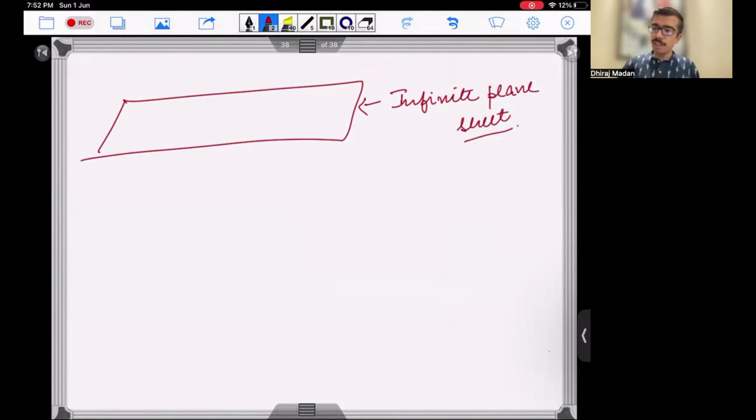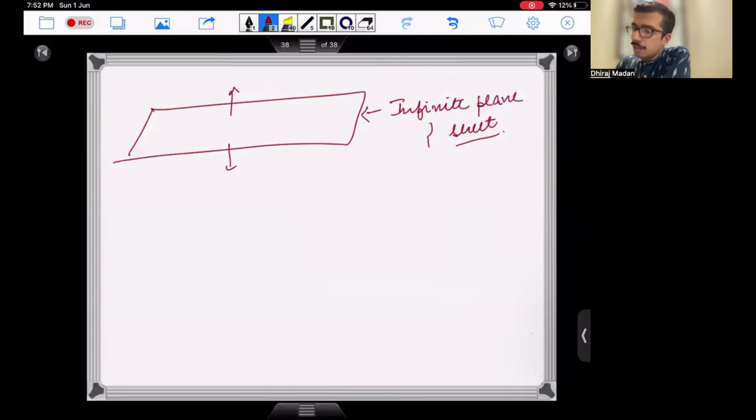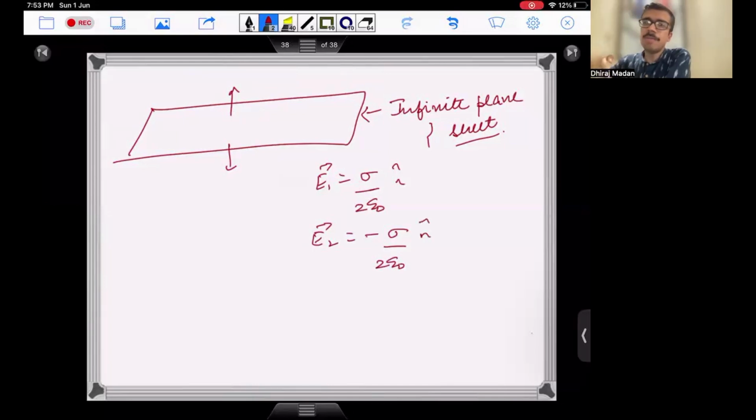For an infinite plane sheet, we see that the electric fields on the upper and the lower side are essentially E1, which is sigma over 2 epsilon naught n cap, and E2, which is minus sigma over 2 epsilon naught n cap. So n cap is essentially along the upper direction. And now we can see that E1 perpendicular minus E2 perpendicular is sigma over epsilon.